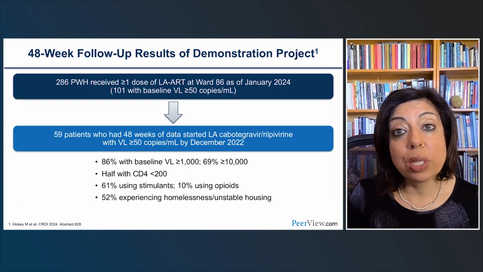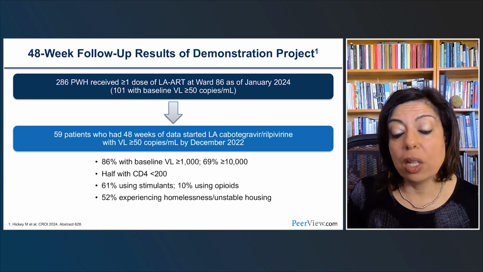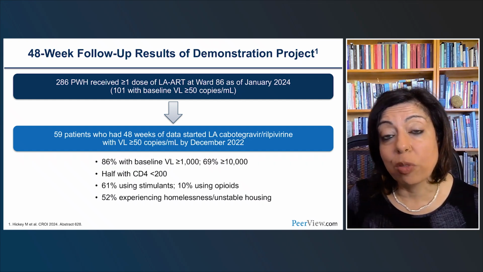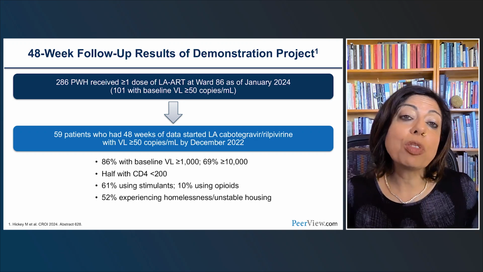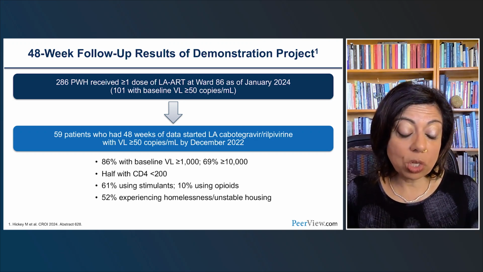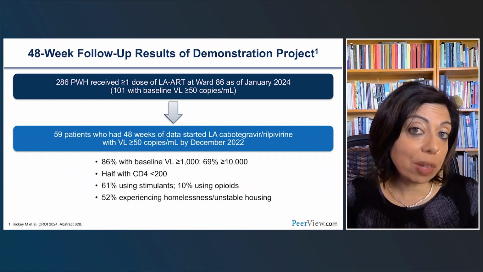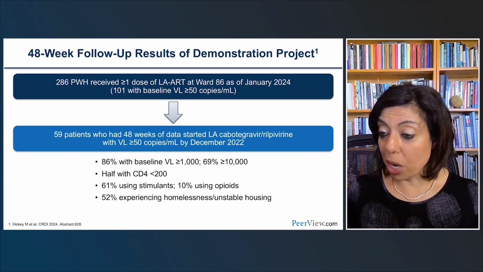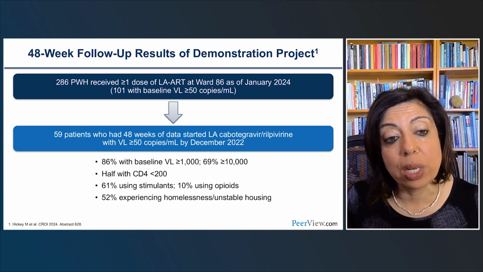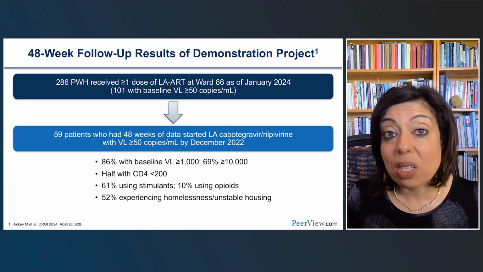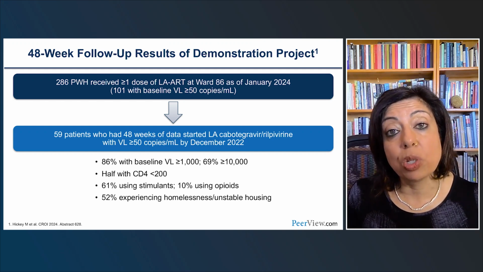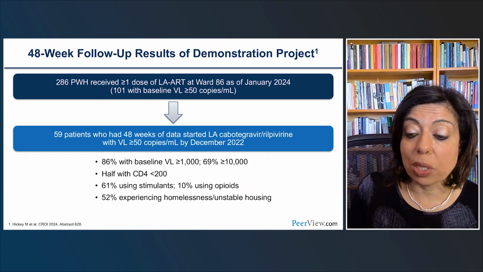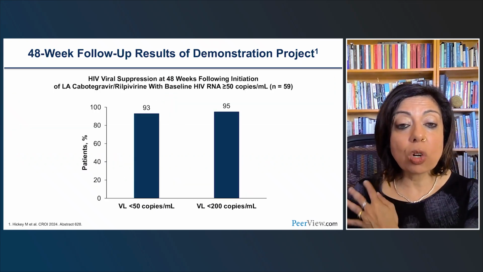We have already published the results of our first set of data in the Annals of Internal Medicine in July of 2023. And now I'm going to show you results that we just presented at CROI 2024 in Denver from March 3rd through 6th about the 48-week follow-up results of the patients who started in our demonstration project who were actively viremic when we started cabotegravir and rilpivirine. We had 59 people who were viremic, could not take oral ART, and we followed them out to 48 weeks. It's important to say that 61% of these individuals were using stimulants, 10% were using opioids, so a high rate of substance use disorder, and 52% were experiencing homelessness or unstable housing. And the results that we presented at CROI are shown here.